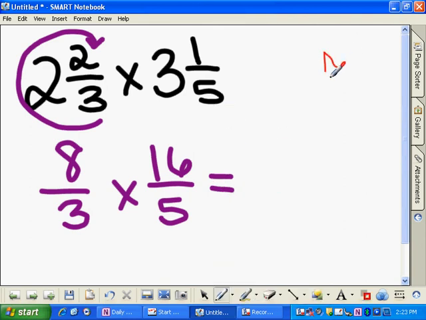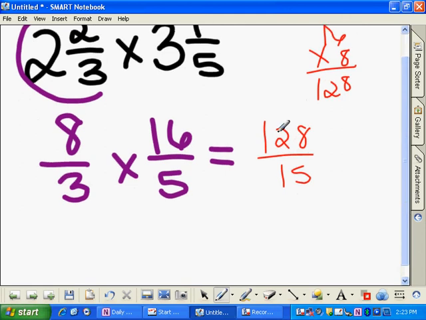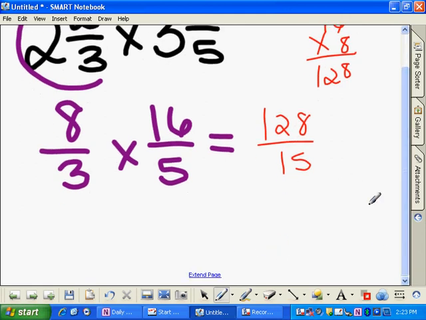So we're going to do 16 times 8. 6 times 8 is 48. We're going to carry our 4. 1 times 8 is 8, plus 4 is 12, so we've got 128 here. And then for the denominator, 3 times 5 is 15. Again, this is an improper fraction, and we can't leave our answer as an improper fraction. So it's okay to be improper to solve the problem, but we don't want our answer to be improper.